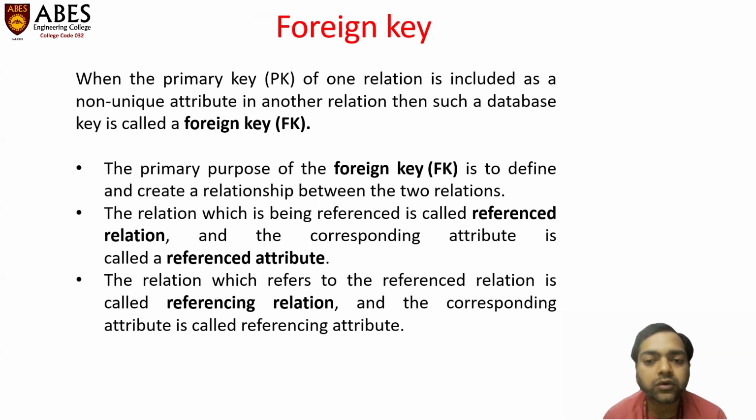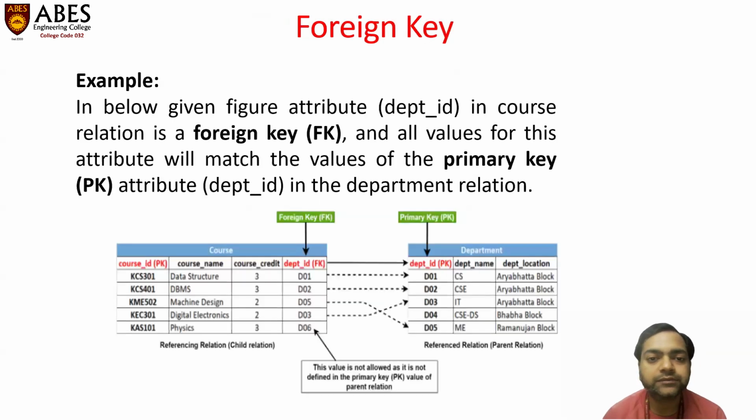This is the case of a foreign key, and we have already discussed this when we talked about the different types of constraints, and how we can implement a foreign key in our relation or in our database. In this case, we have two different relations. First we have course and the other is department. Now, the department ID of the department relation is considered the primary key of this relation. This attribute is included in another relation named course as a non-unique attribute, right?